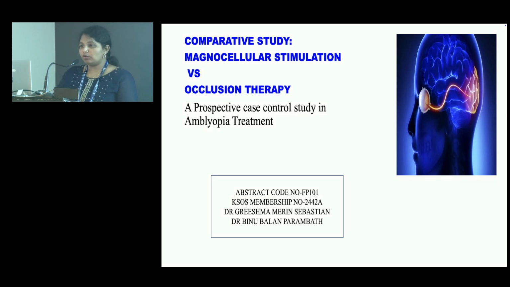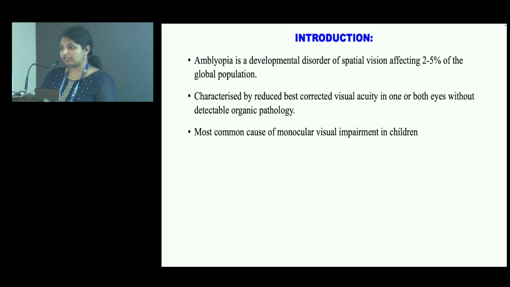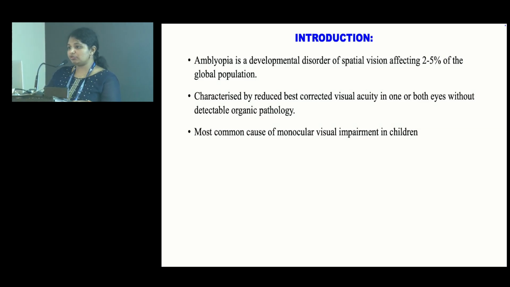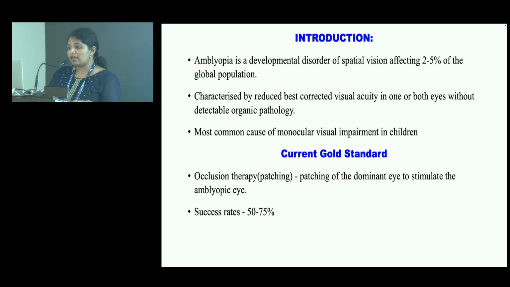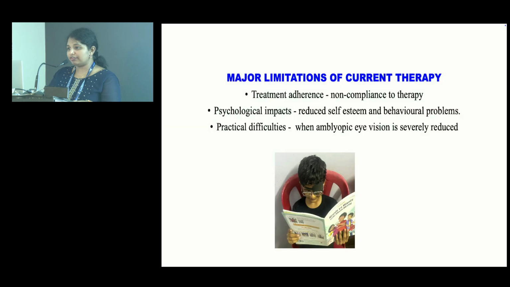Good morning. My topic is a comparative study, magnocellular stimulation versus occlusion therapy, a prospective case control study in amblyopia treatment. Amblyopia is a developmental disorder of spatial vision affecting 2 to 5% of the global population, where the current gold standard treatment is occlusion therapy, that is patching of the dominant eye to stimulate the amblyopic eye, where the success rates were seen to be 50 to 75%.